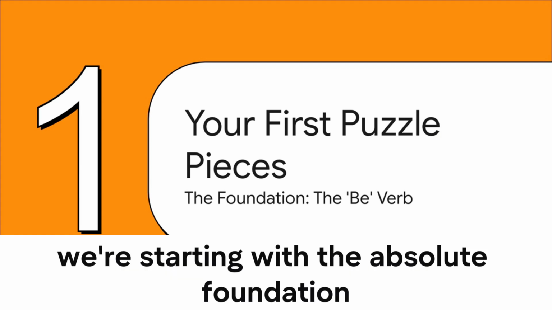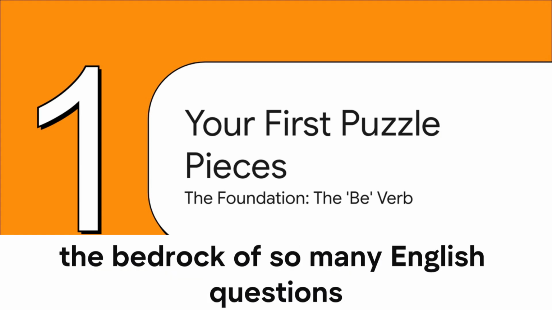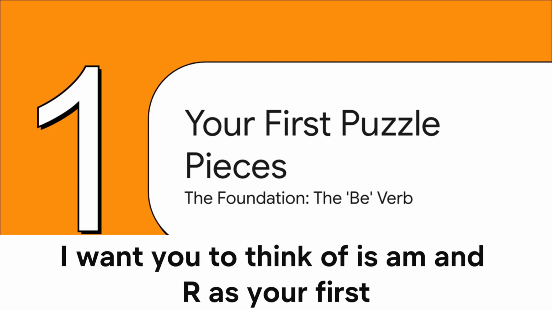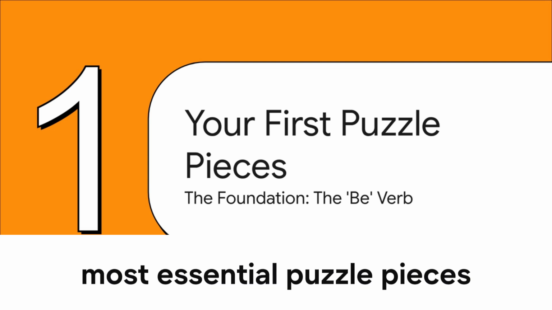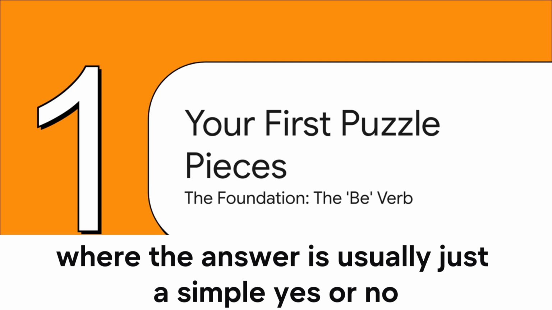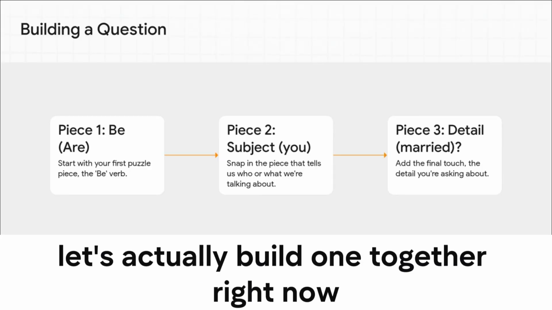We're starting with the absolute foundation, the bedrock of so many English questions, the verb be. I want you to think of is, am, and are as your first, most essential puzzle pieces. These are the ones you're going to use for basic questions where the answer is usually just a simple yes or no. Let's actually build one together right now.